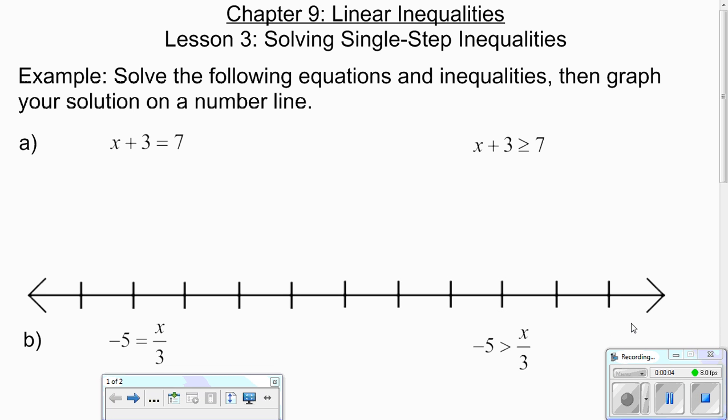Okay, we're going to try this again. It's been a process today trying to get these lessons recorded, but this is lesson 3, solving single-step inequalities.